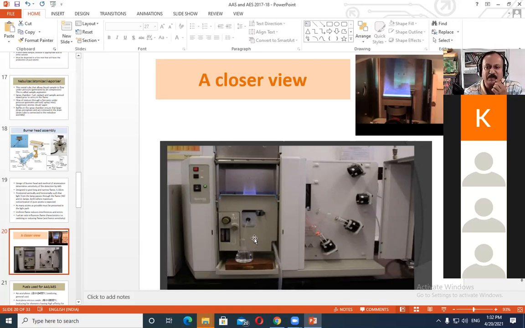A small mistake I made when I was describing this instrument: I said that the light source is here and the detector is here. But for this particular instrument, shown in this image, the light source actually is here. Can you see this, 1, 2?